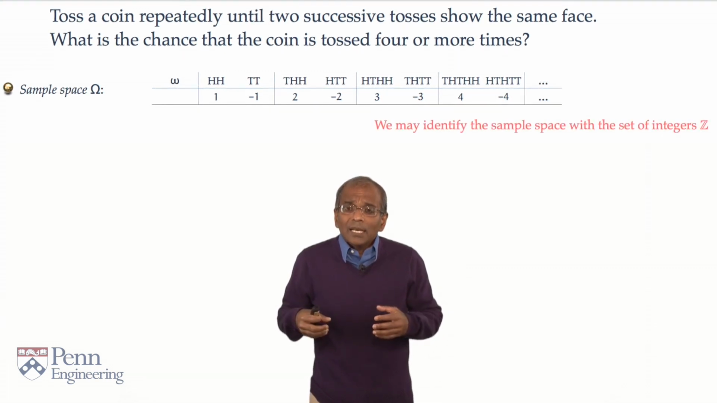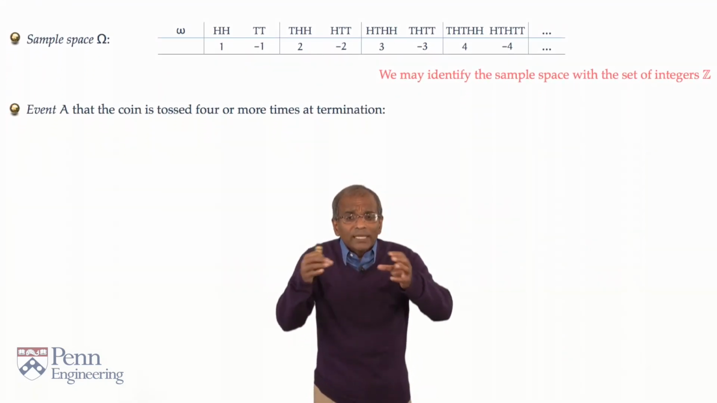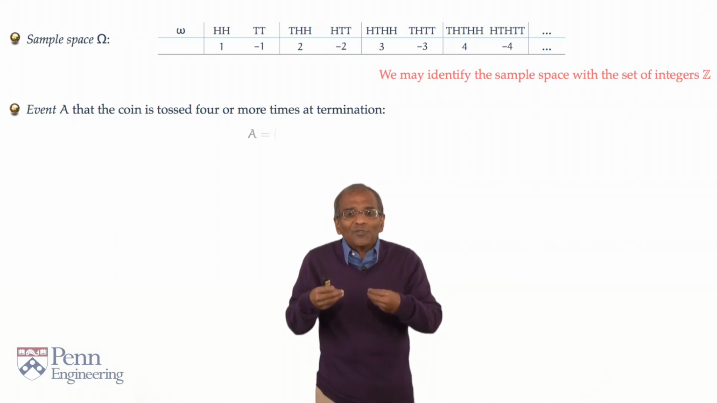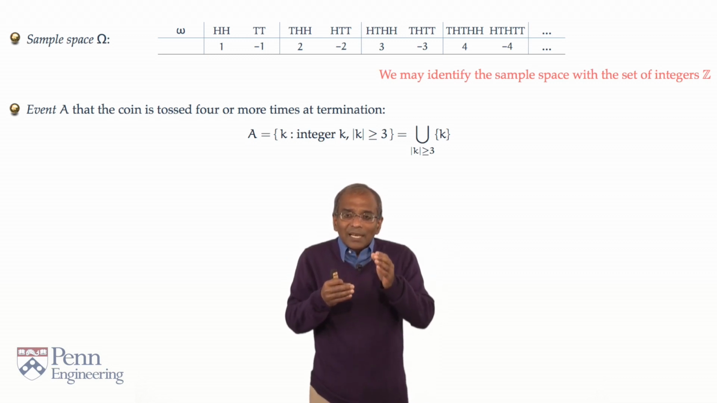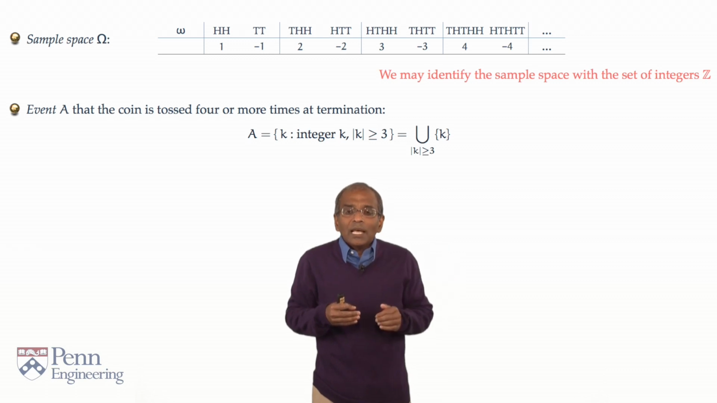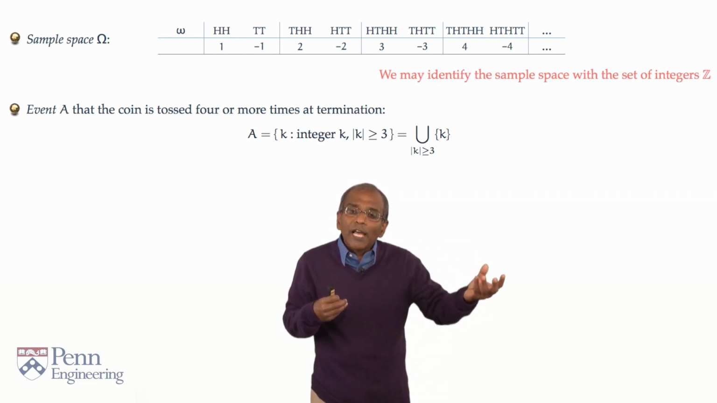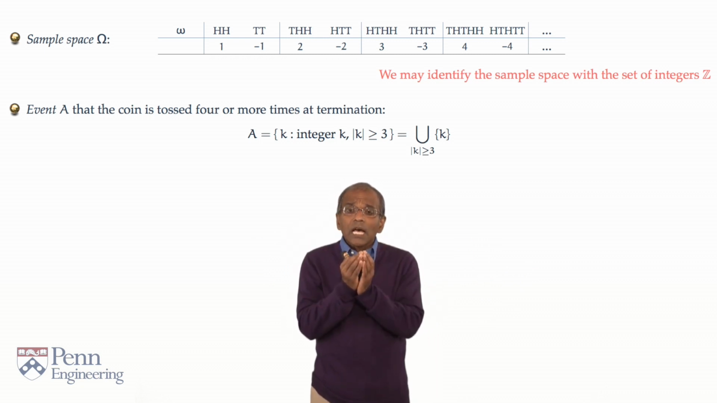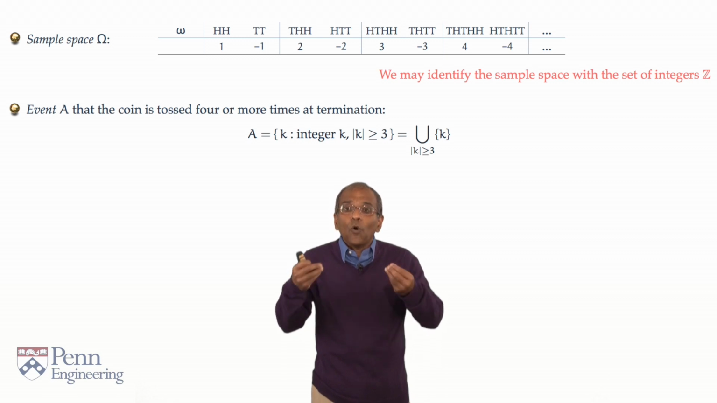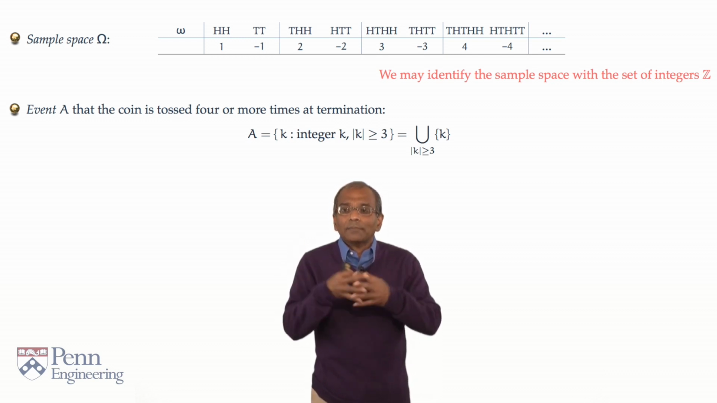Now, in this space, what is the event of interest? The coin is tossed 4 or more times. Well, let's write this event in terms of our identification of the sample space as a set of integers. By looking at the table, it's clear that 4 or more tosses correspond precisely to the integers 3 or -3, 4 or -4, 5 or -5 ad infinitum. And therefore, we can, in a very compact sense, write down the event A of interest, that 4 or more tosses are required, as the collection of integers k, which in absolute value is at least 3.